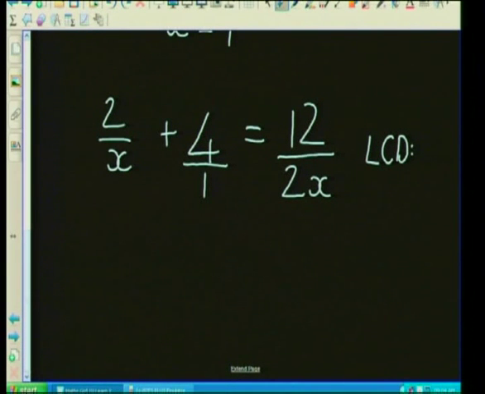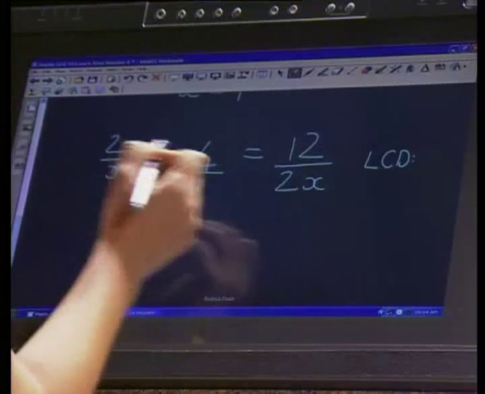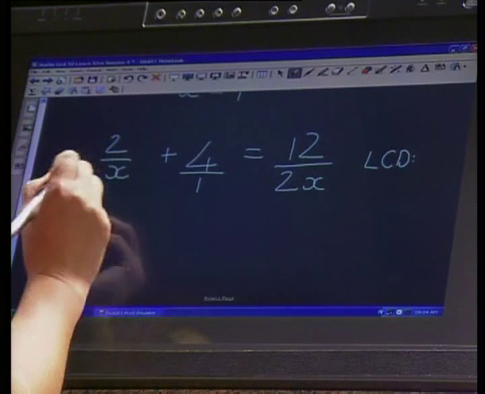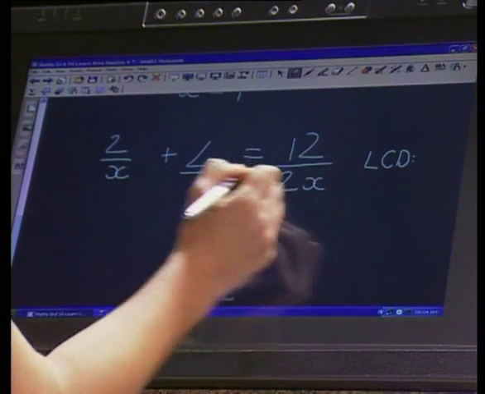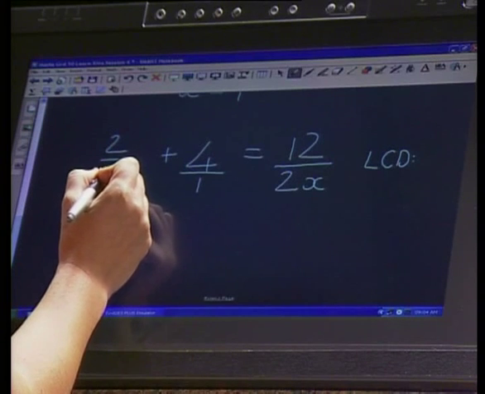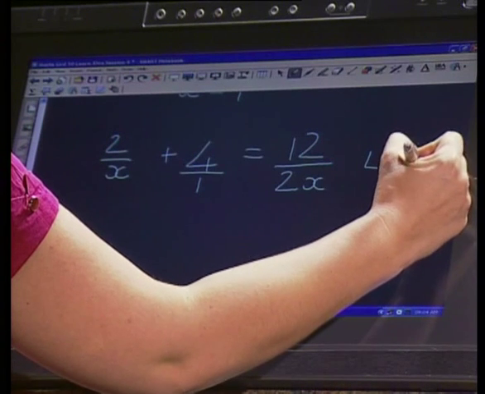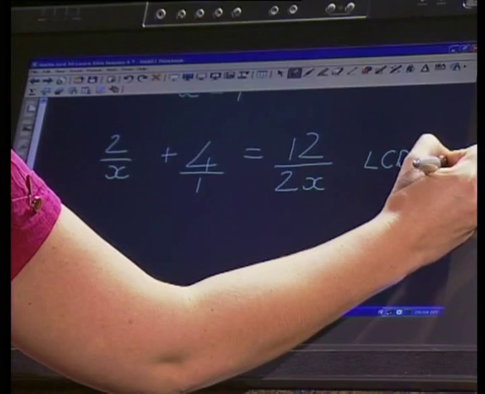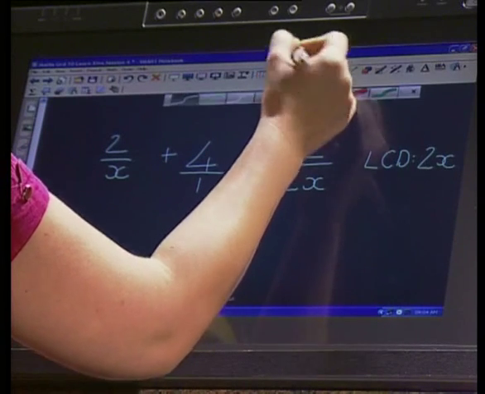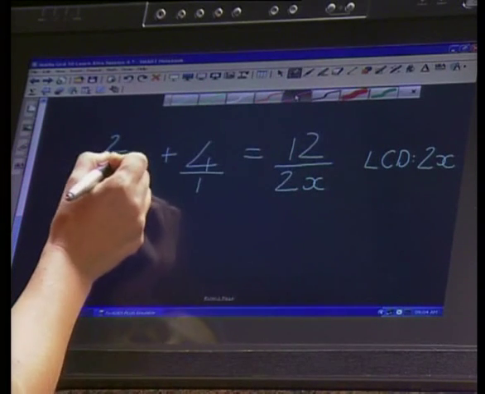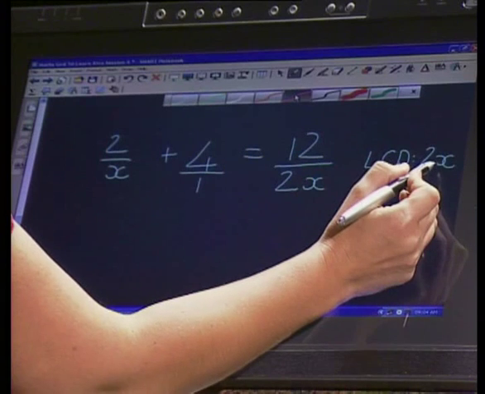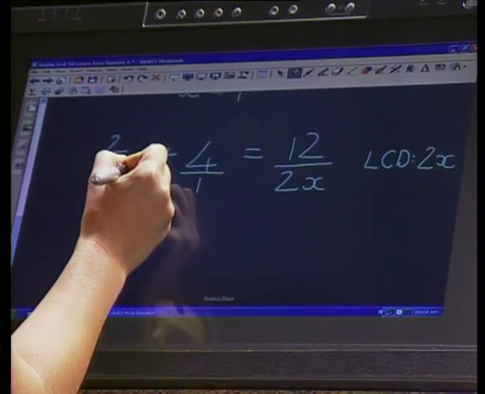So can 1 turn into x? Yes, if we multiply 1 by x, we're going to get x. Can 2x become x? No, but x can become 2x by multiplying x by 2. So our lowest common denominator is going to be 2x. And we're going to change this all in one step very quickly. How does x become 2x? We multiply it by 2.